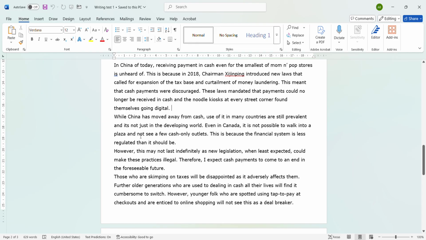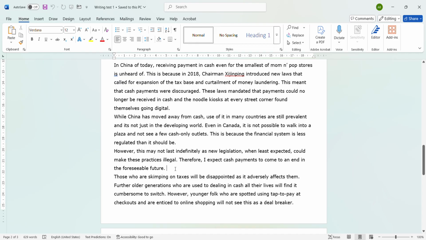Then, while China has moved away from cash, the use of it in many countries is still relevant, and it's not just in the developing world. Even in Canada, it's not impossible to walk into a plaza and see a few cash-only outlets. This is because the financial system is less regulated than it should be. So here I am stressing the other side of the argument, that people are not actually moving away from cash. And now I'm giving my rebuttal over here.